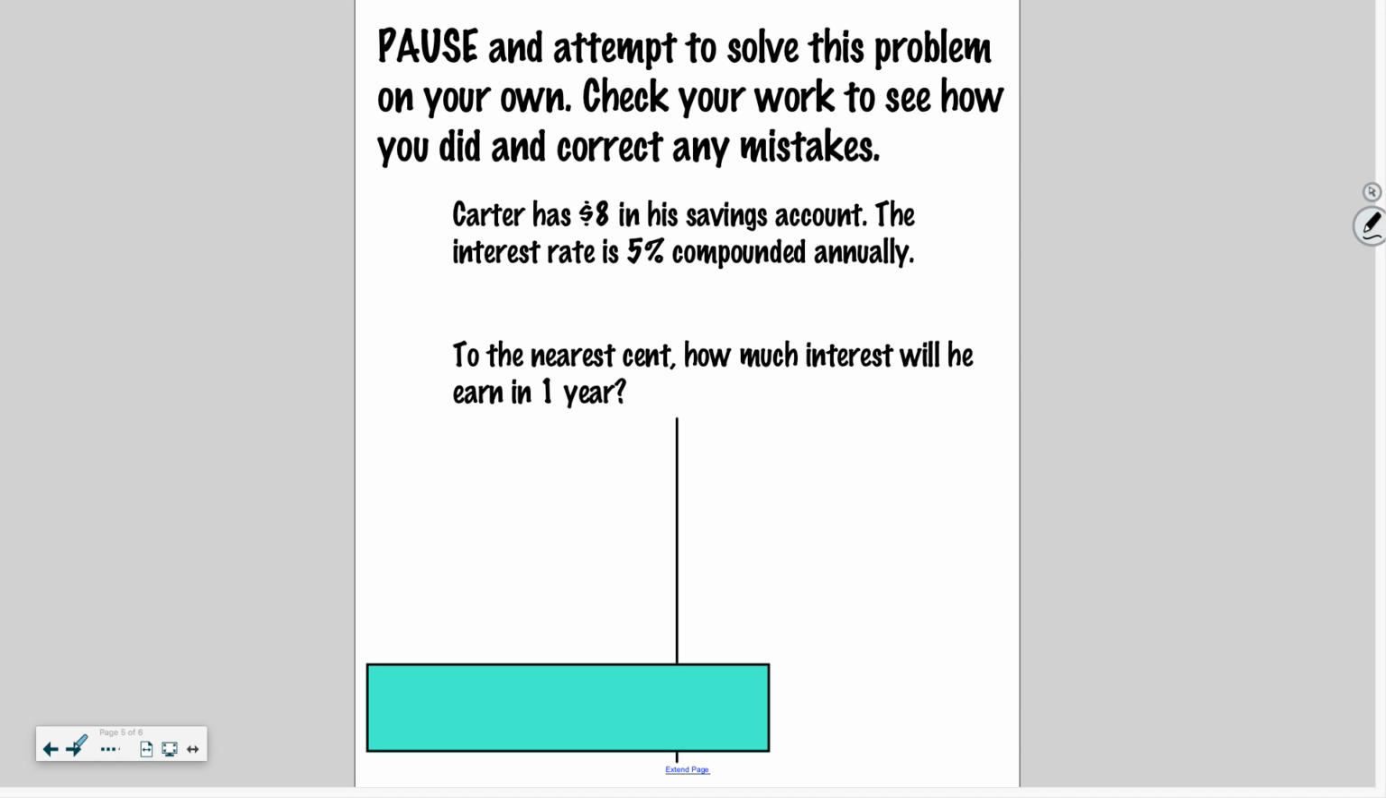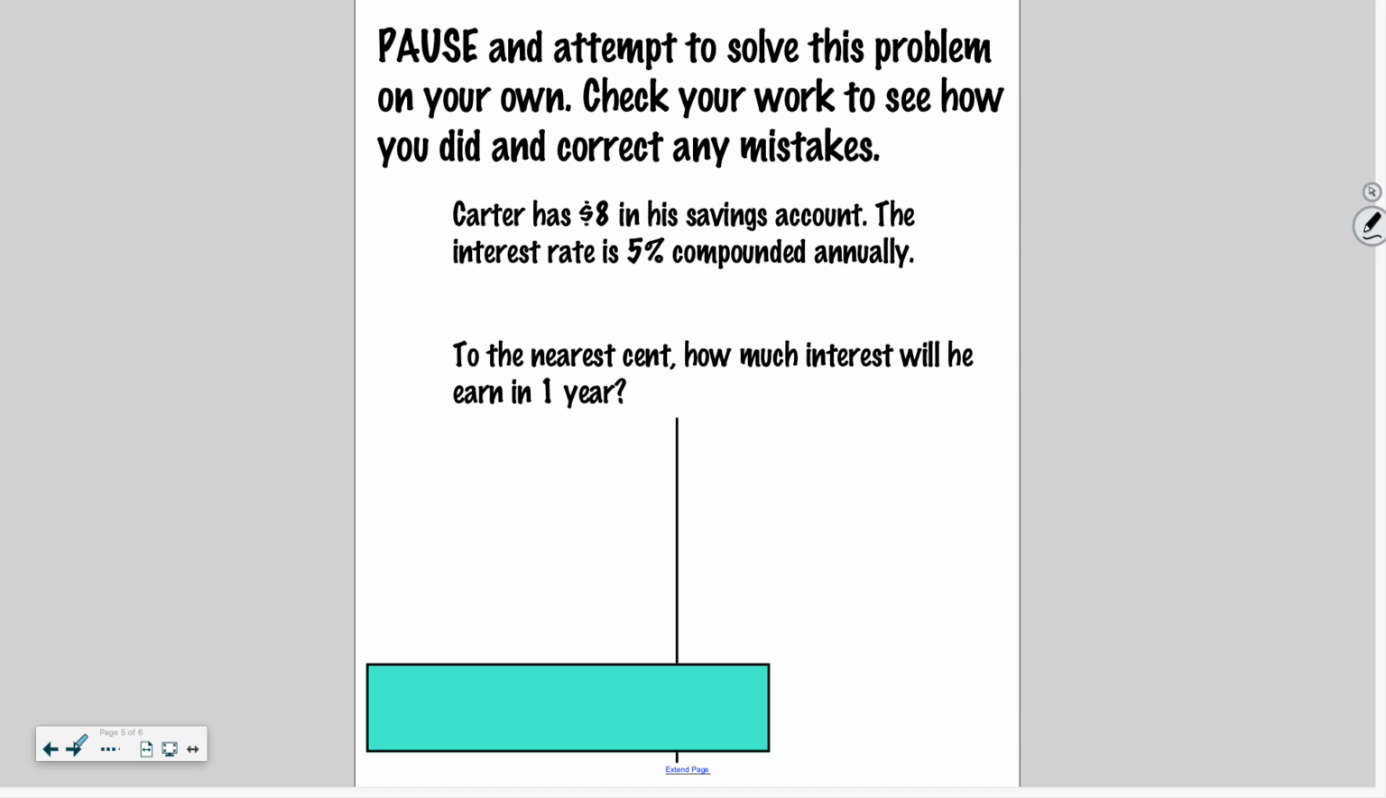Okay, I want you to pause and attempt to solve this problem on your own. Check your work to see how you did and correct any mistakes. I'm also going to solve this, but I want you to do it by yourself and check to see that you got the right answer. I, of course, am going to get the right answer. I'm going to solve it both ways for you to check with. Pick one. You don't have to do it both ways. Pick one that you want to stick with and do that. So pause here, solve it, and then check back with me.